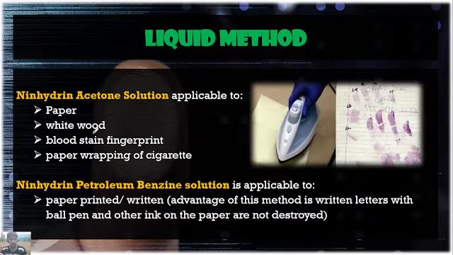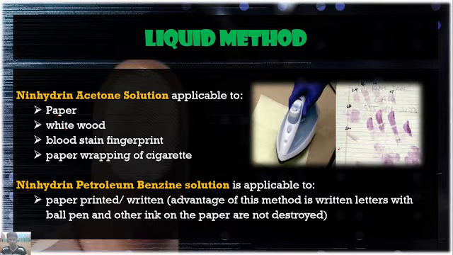Okay? So we have here the first one, ninhydrin acetone solution. So applicable po siya sa paper, white wood, bloodstain, fingerprint, and paper wrapping of cigarette. However, it destroys, okay? It destroys the writings or the other writings on the document. That's why we need to have here ninhydrin petroleum benzene solution. Okay, so the advantage of this solution is that it doesn't destroy the letters; written letters with ball pen or other ink on the paper are not destroyed.